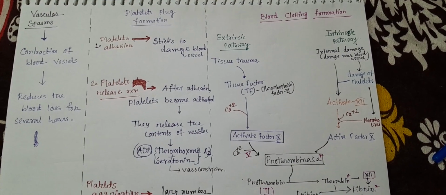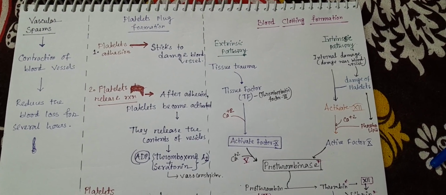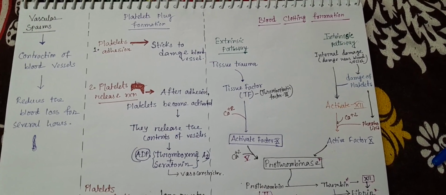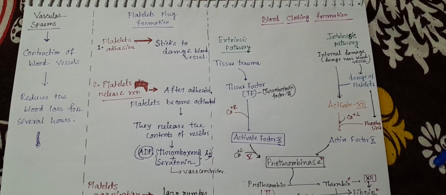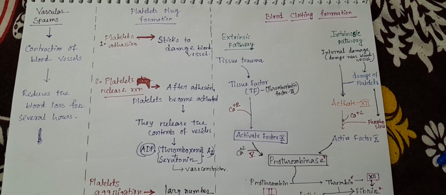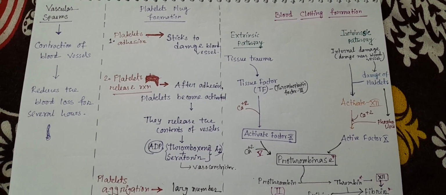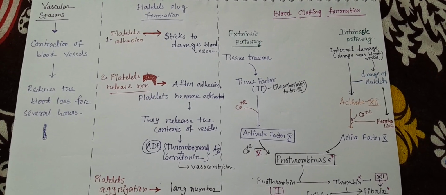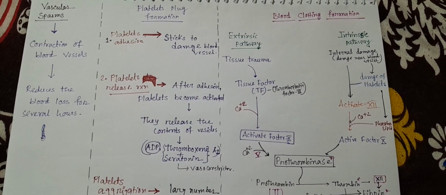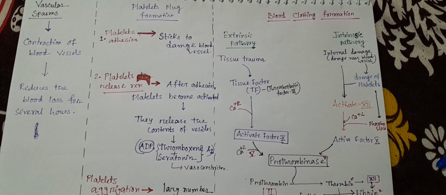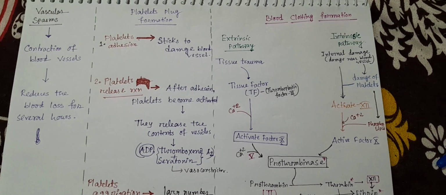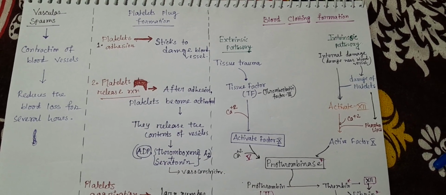And after that, the next event is the platelet plug formation. So we know platelets are important cells present in the blood, and these platelets play a major role in the plug formation or clotting formation, right? This plug formation event has three steps.